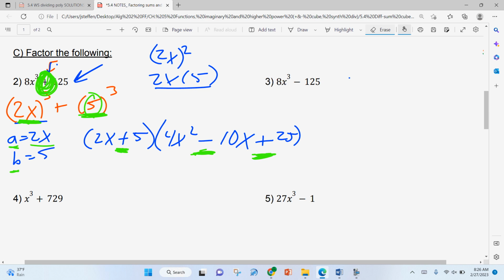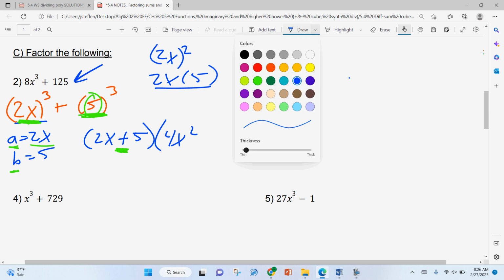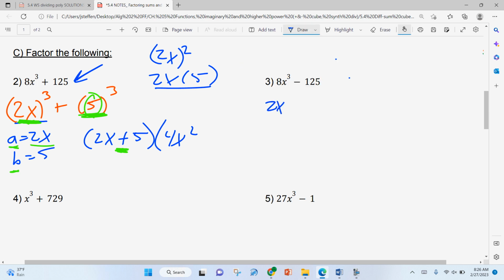All right, let's try another one. If you're still a little confused, I think I probably over-talked that, so maybe doing another one quick will clean up some answers. I'm going to have to erase this to make some room, so I apologize. Realize it's literally the exact same, except now it's a minus, but I did it on purpose. So my 8x cubed is (2x) to the third, minus 5 to the third.